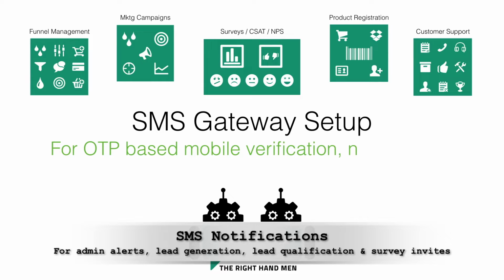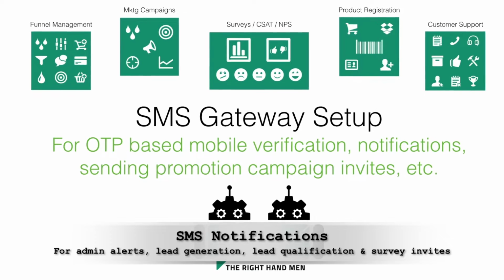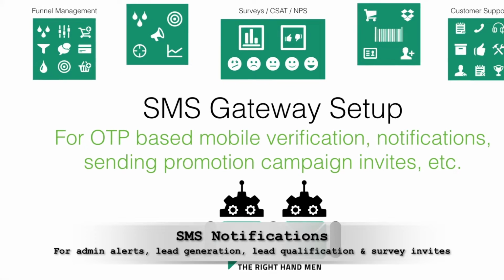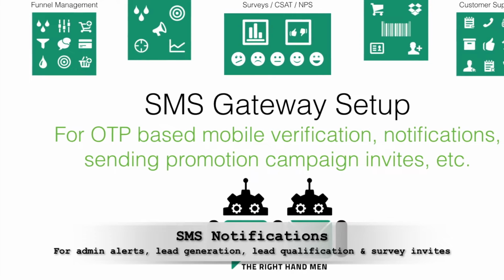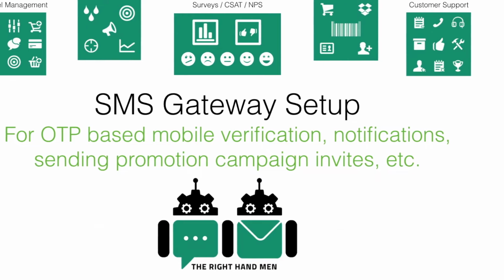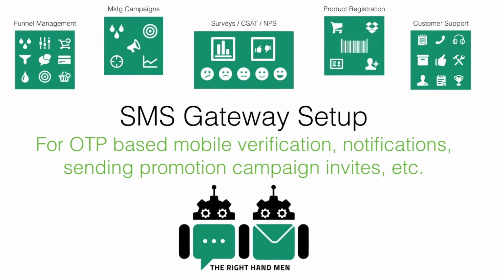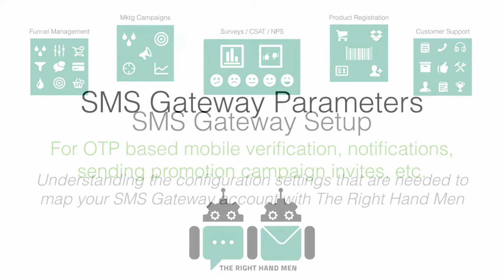This is important if you want to receive notifications, like login OTP, or even to enable OTP-based mobile verification of your target audience. More importantly, you can schedule SMS-based invites to be sent to your target audience. These invites could be campaign invites to check out your product or service, or it could be a survey invite, targeting your customers, to capture CSAT or Net Promoter Scores.